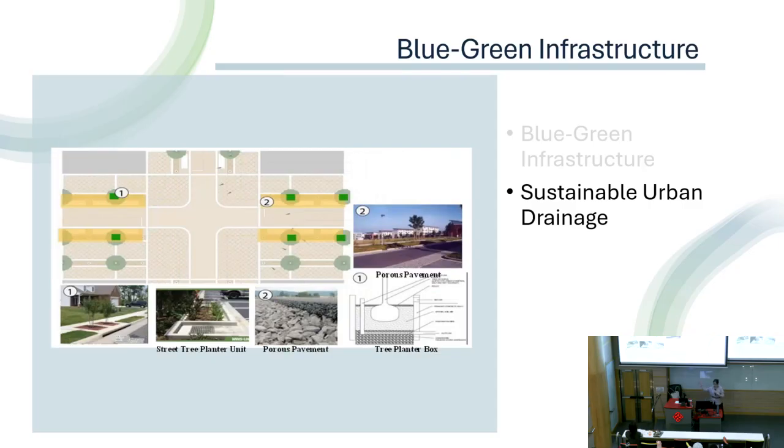So these are other examples: porous pavement, and then you've got the tree planter boxes that can integrate various porous elements to actually help it drain back into below the concrete paving. Tree planter units.